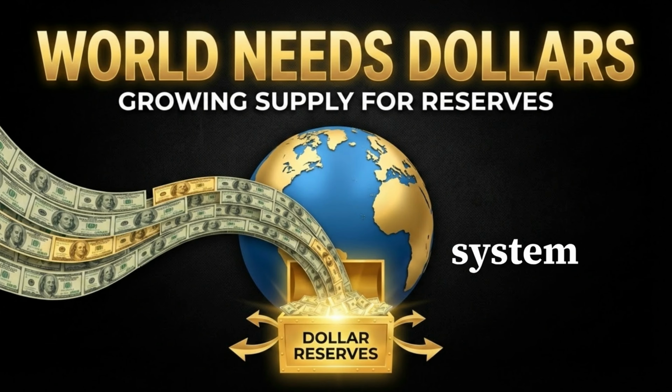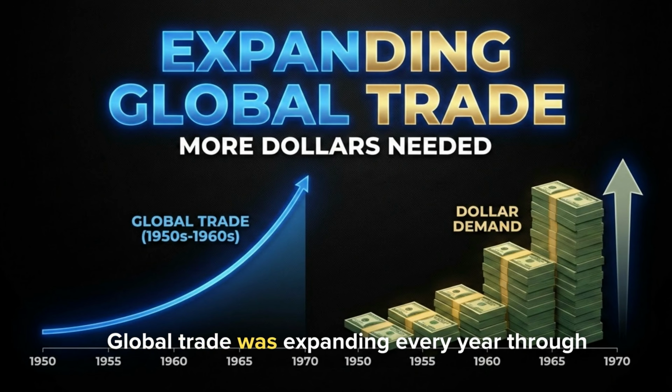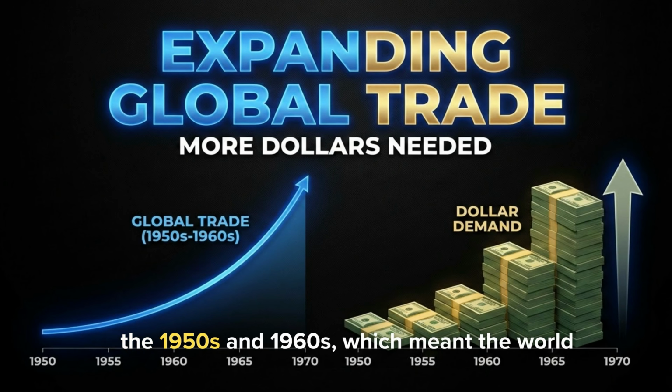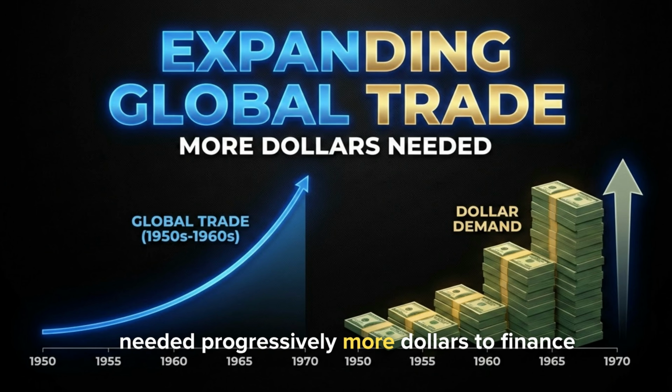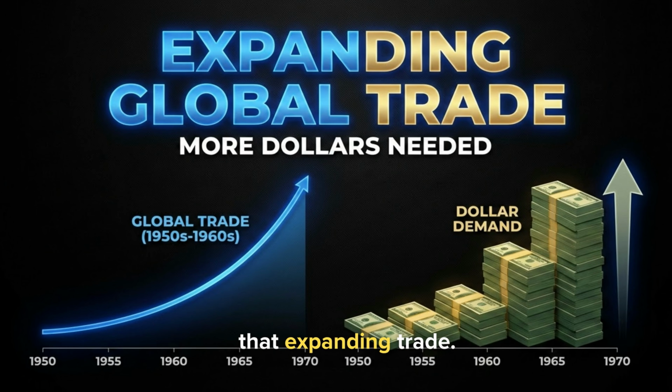For the Bretton Woods system to function, the rest of the world needed a constantly growing supply of US dollars to use as reserves and for international trade settlement. Global trade was expanding every year through the 1950s and 1960s, which meant the world needed progressively more dollars to finance that expanding trade.